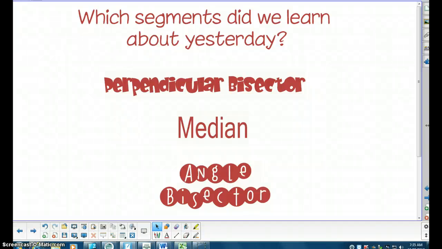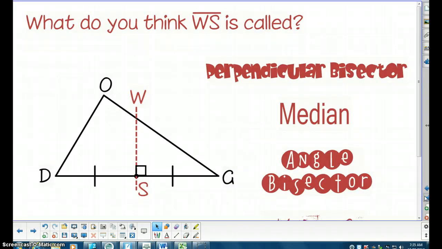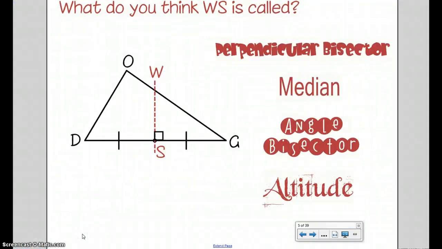All right, so first one we're going to talk about today. What do you think WS is called? We only have 2 words left. So out of the 2 we have left, what do you think it's called? It's perpendicular bisector. Cool. So this has 2 words: the word perpendicular and the word bisector.